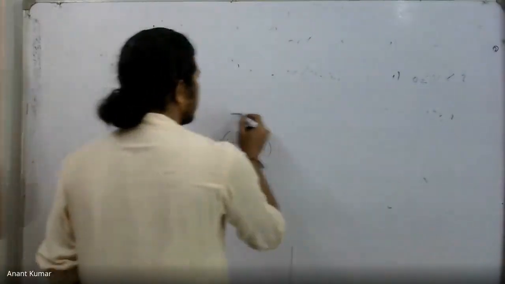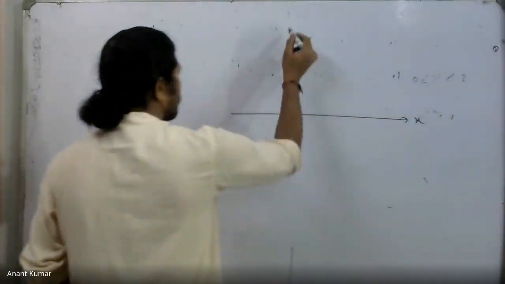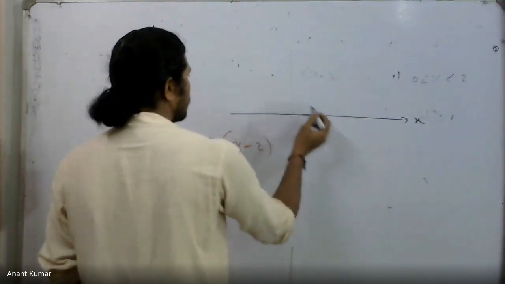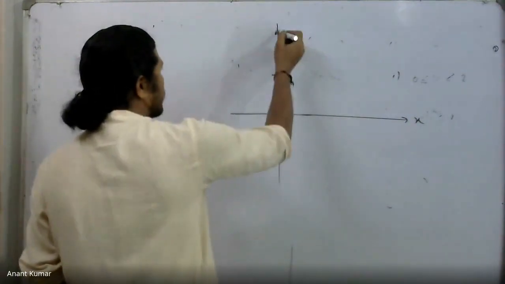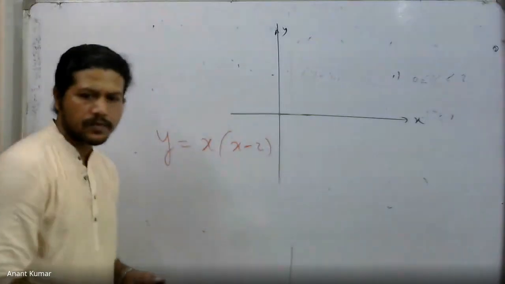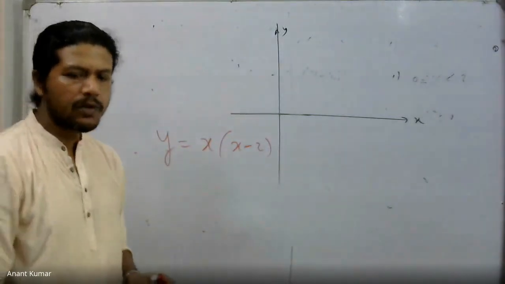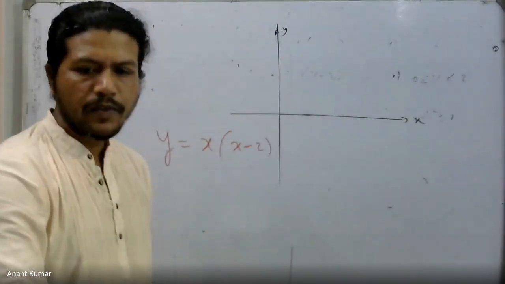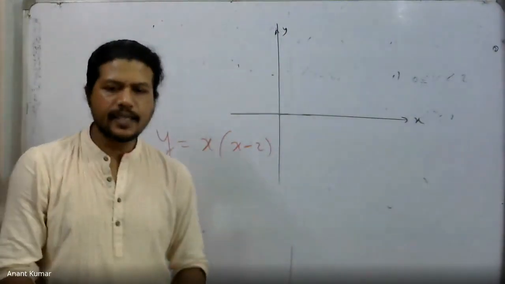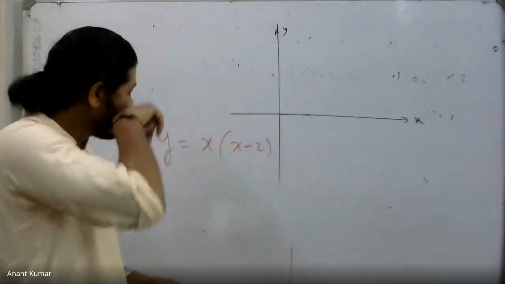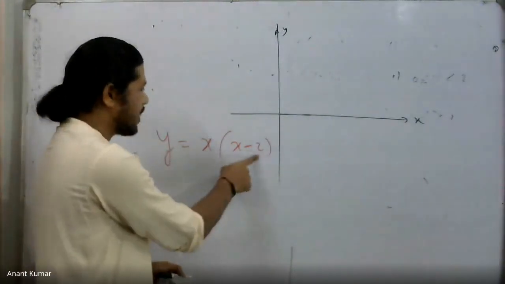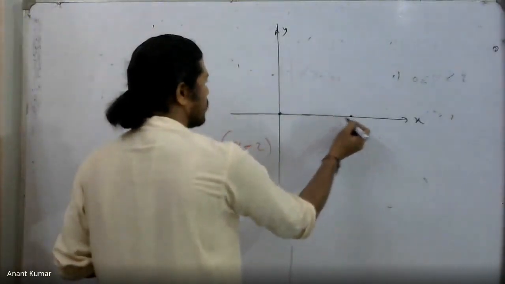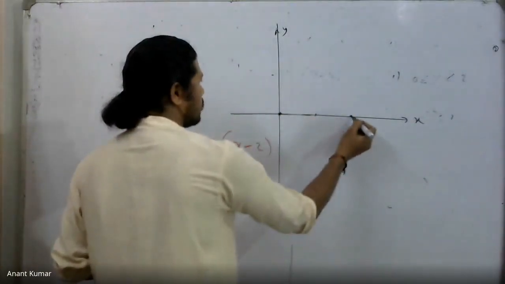Because whenever we have a root for a polynomial, then we know that it's going to have a y coordinate of 0, which implies it's going to intersect the x-axis. Whenever we have roots, at whatever point the roots are present, those are the points where the graph is going to intersect the x-axis. So in this case, it's going to intersect the x-axis at 0 and at x equal to 2. These are the points where we have the intersection, 0 and 2.